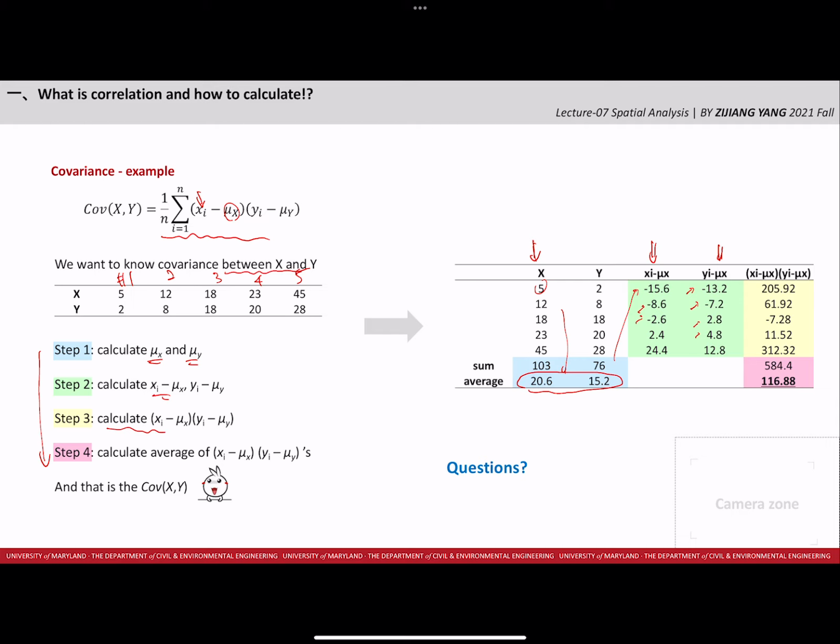And then we can calculate the product of these differences. Here shows the product of these differences. And lastly, we can calculate the average of this product. So this is the covariance. You guys may use Excel to reconstruct this table by yourselves, so you can have an understanding of this calculation.